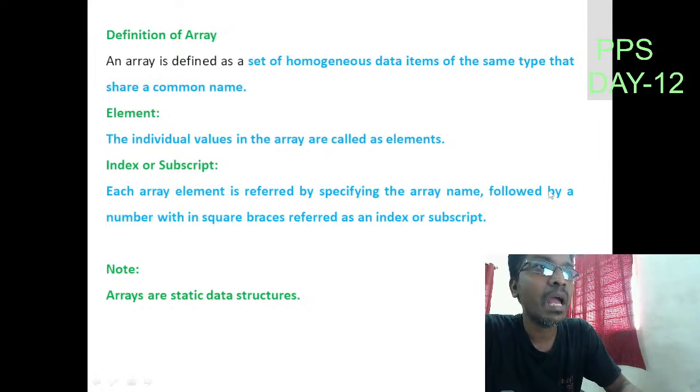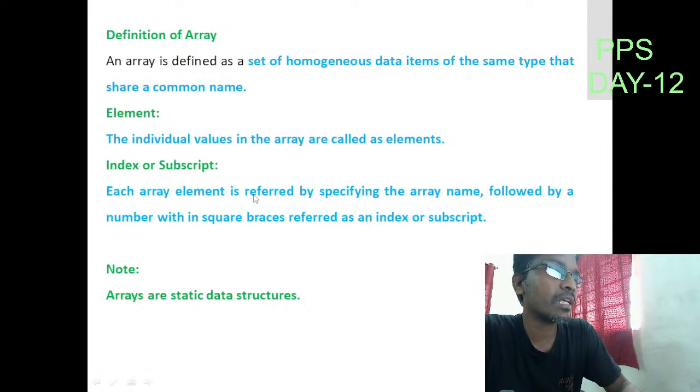So array name followed by a number. That number is written in square brackets, so that will be called an index, or a subscript. That means each and every element can be stored at a particular index number. You have to write that index in square brackets, followed by the number. So that is called the index or subscript.